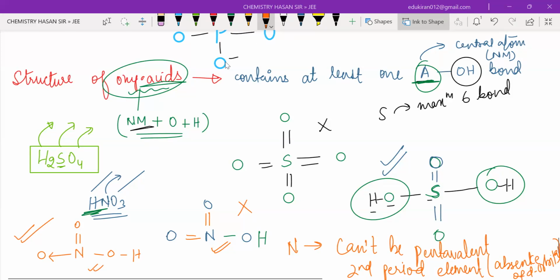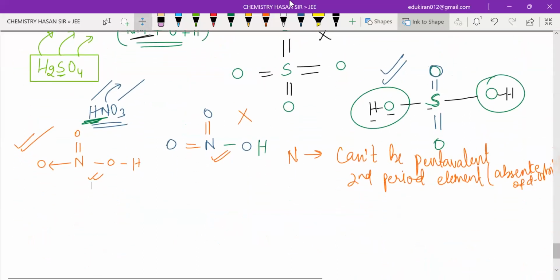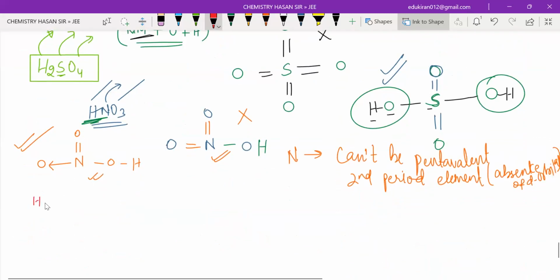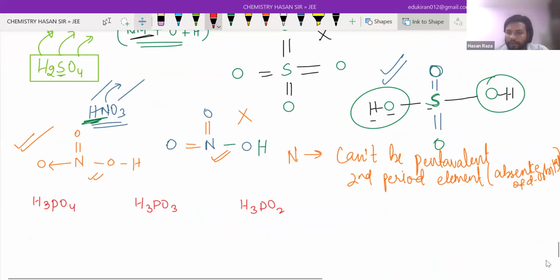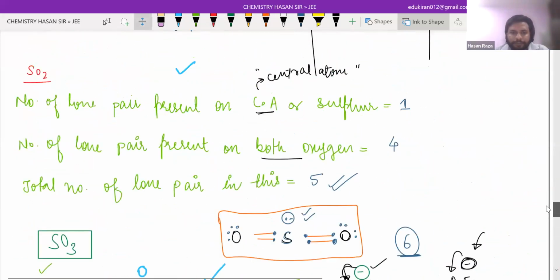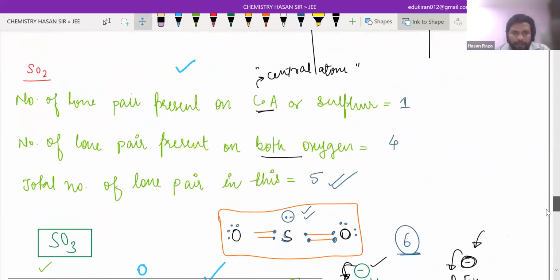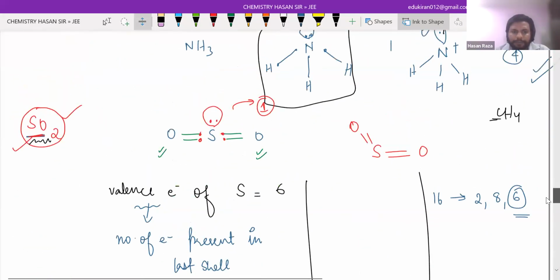Everyone done with this? Sir, nitrogen has 5 electrons in the outermost shell. So why can't it form 5 bonds? Exactly, I showed that.